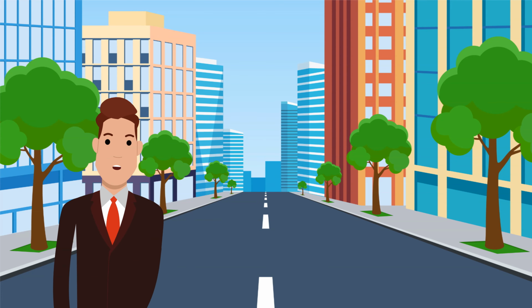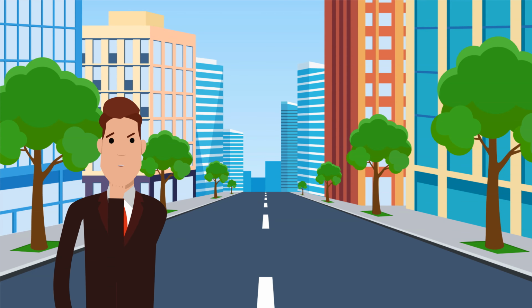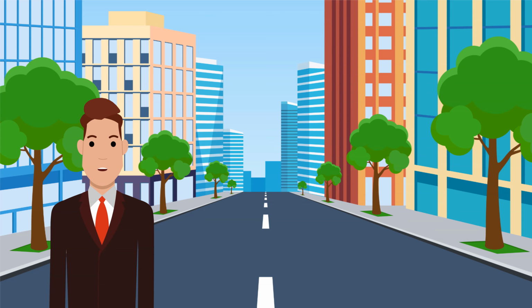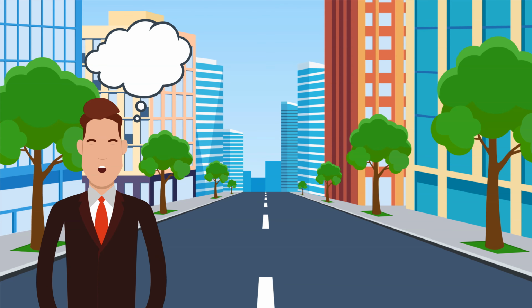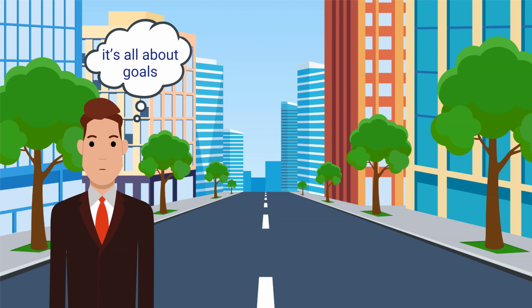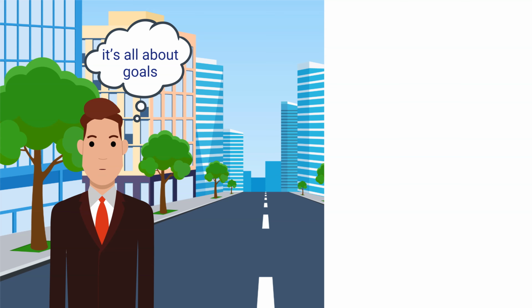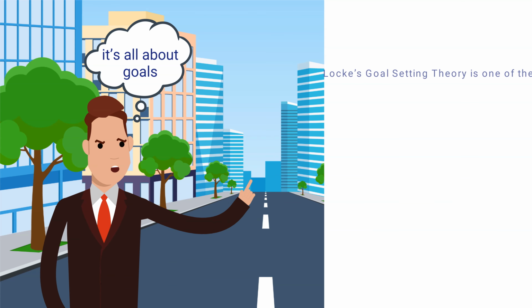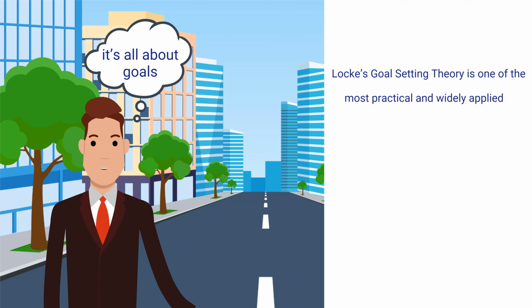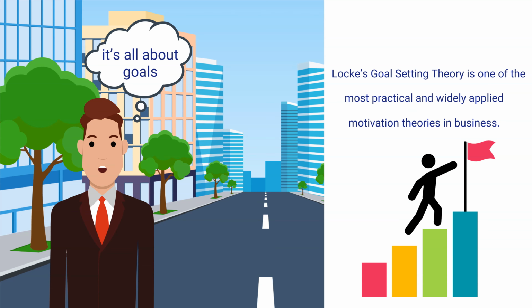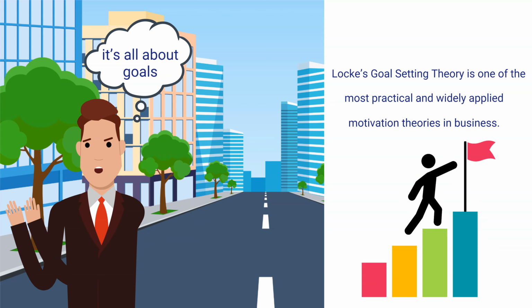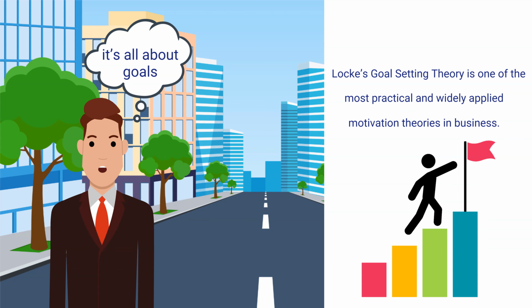Why do some people outperform others with the same skills and resources? What makes one team push harder while another drifts aimlessly? For psychologist Edwin Locke, the answer is clear. It's all about goals. Developed in the 1960s and refined over decades, Locke's goal-setting theory is one of the most practical and widely applied motivation theories in business. It focuses on how clear, meaningful goals drive behavior, boost performance, and enhance focus.